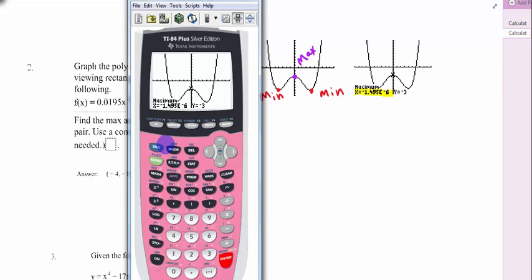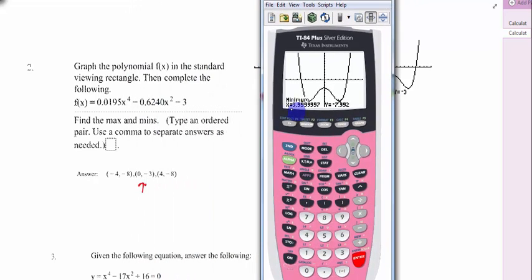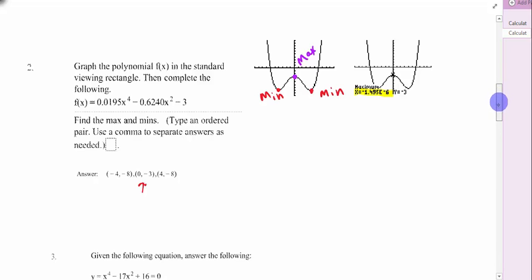Then we would go in and get the other one, the other min. Second calc, 3. We're going to move to the right here. We're to the left of this low point. We'll hit enter. And then we'll move to the right of it, hit enter, and enter a third time. And it looks like we've got 3.999. That's essentially 4 and the -8. So round to the whole numbers and you will get these answers right here. All right. Let's move down.